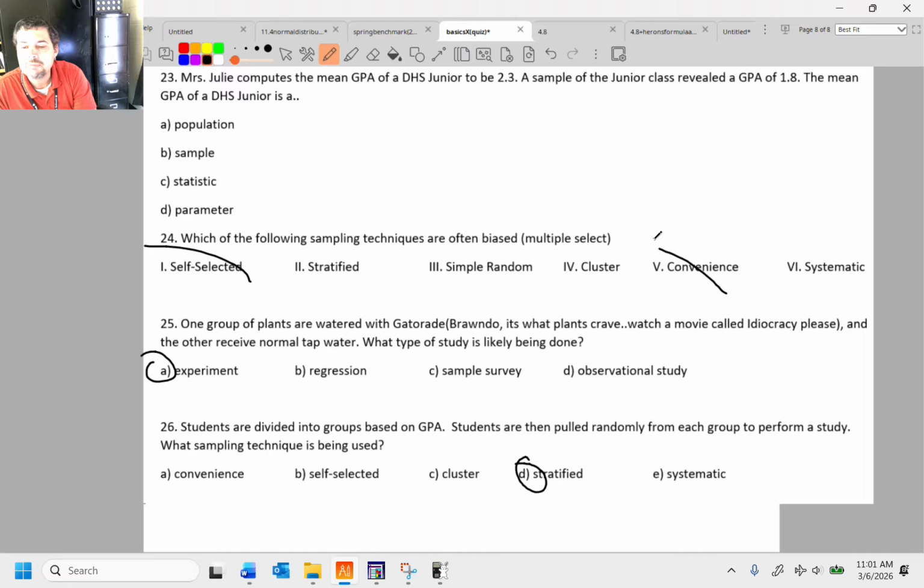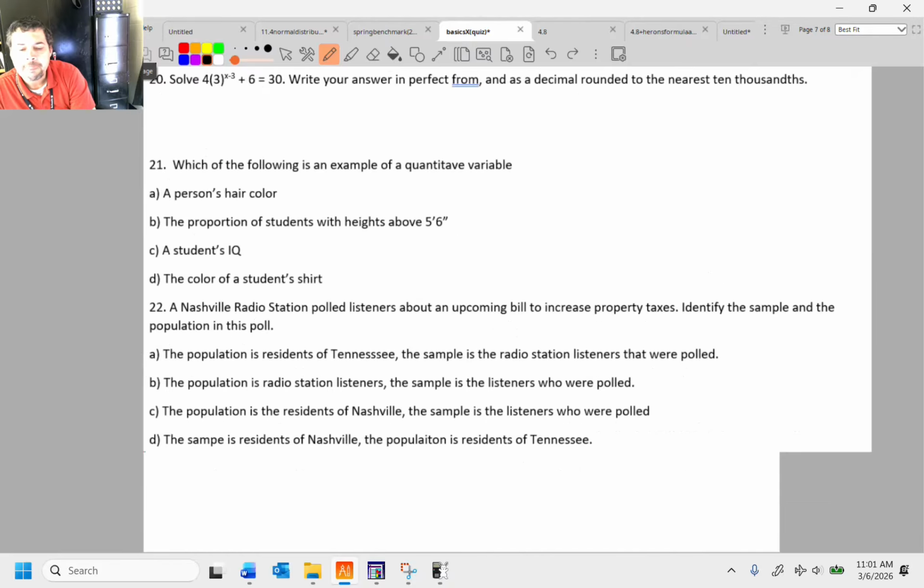Miss Julie computes the mean GPA of a DHS junior to be 2.3. A sample of a junior class revealed a GPA of 1.8. The mean GPA of a junior is a parameter. Yeah, because this guy would be a statistic. I should probably word that a little better. That is a parameter.